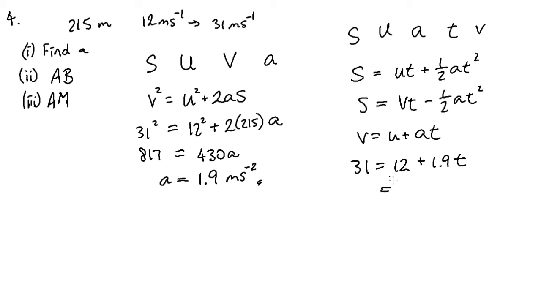And if we do 31 take 12, we get 19, and divide that by 1.9, you get 10. So T is 10 seconds. So that is the time taken to go from A to B, so that is part 2 done. And finally, we need to find the time taken from A to M. So this time, we cannot use this easy equation. We have to actually use one of these horrible ones.